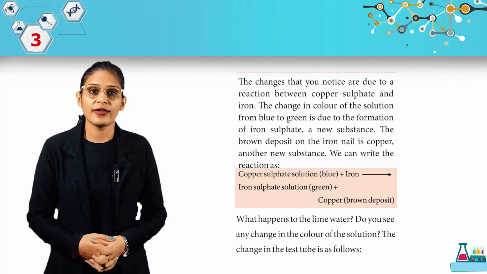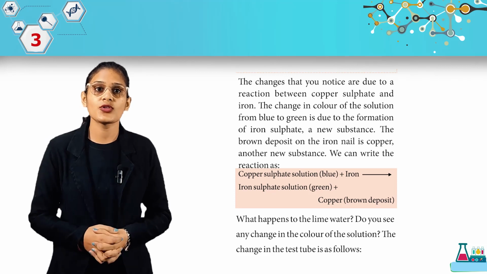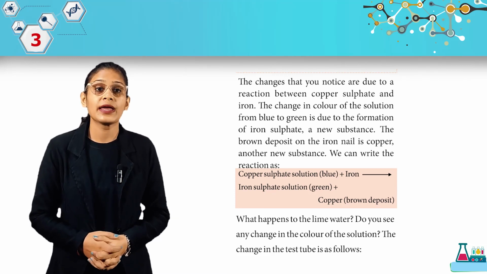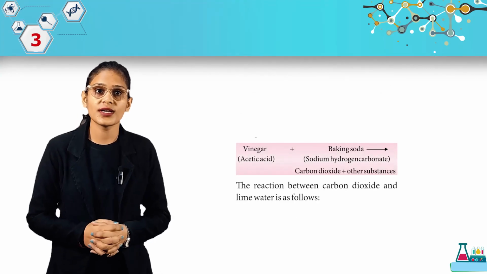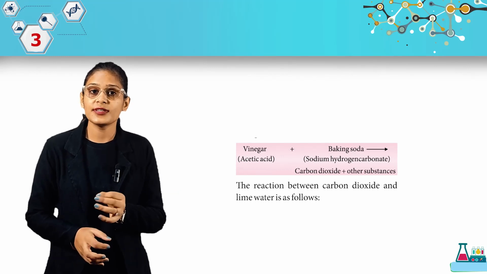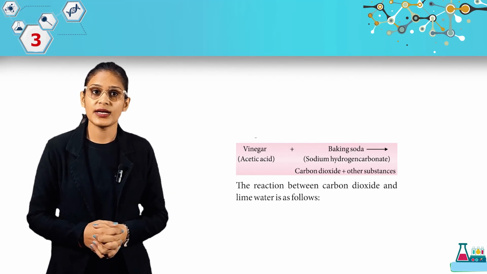What happens to the lime water? Do you see any change in the color of the solution? The change in the test tube is as follows: vinegar, acetic acid, plus baking soda, sodium hydrogen carbonate. After reaction, carbon dioxide plus other substances.